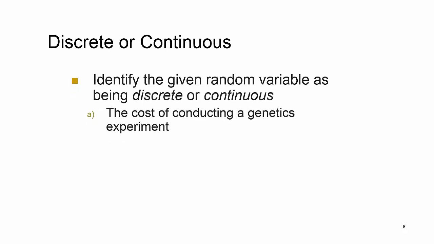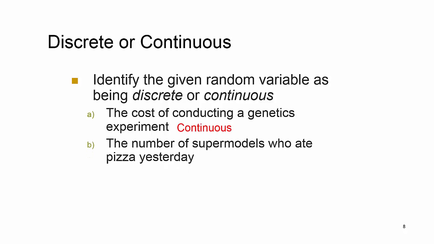So let's practice identifying if the given random variable is discrete or continuous. The cost of conducting a genetics experiment. Cost is actually continuous because when we measure cost, it's actually in a decimal. Like usually we say $1.99, but if you notice when you go to gas stations, they always have a third decimal up here. So you can measure price to an infinite amount. So it is a continuous variable.